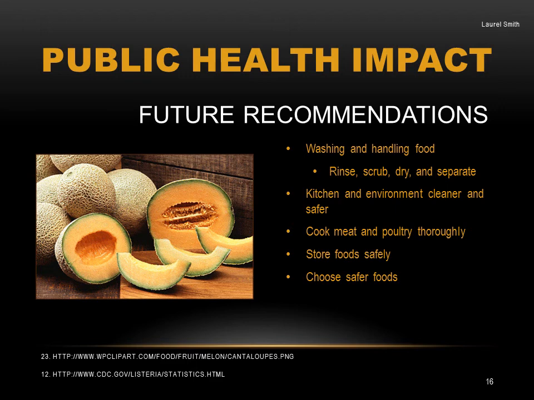There are many ways to prevent listeriosis. Some general recommendations are to rinse raw produce, scrub firm produce with a clean produce brush, dry the produce with a clean cloth or paper towel, and separate uncooked food from vegetables, cooked foods, and ready-to-eat foods. Keeping your kitchen and environment cleaner and safer is another way too. This can be done by washing your hands and utensils after handling and preparing uncooked foods, making sure your refrigerator is at 40 degrees Fahrenheit or lower and the freezer 0 degrees Fahrenheit or lower, and cleaning all spills right away.